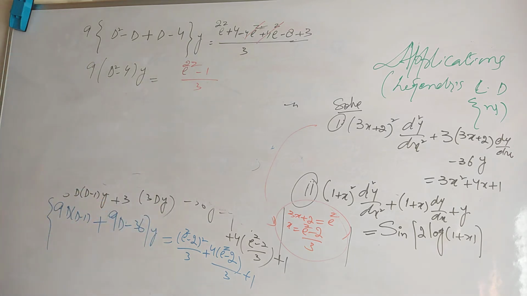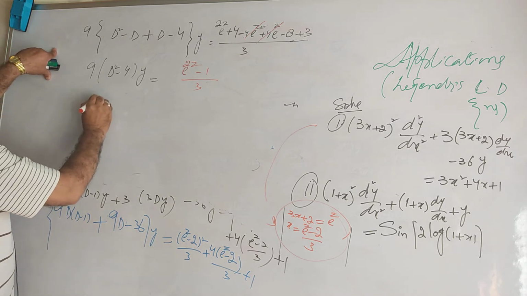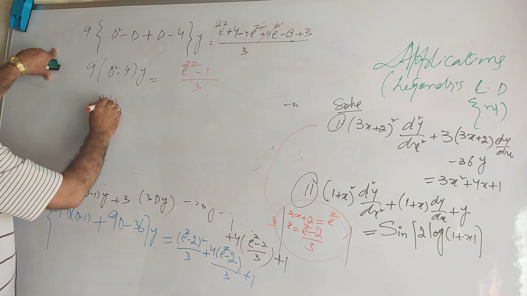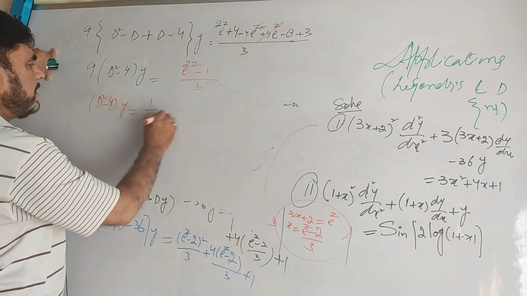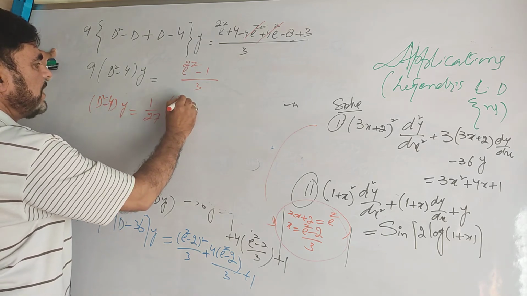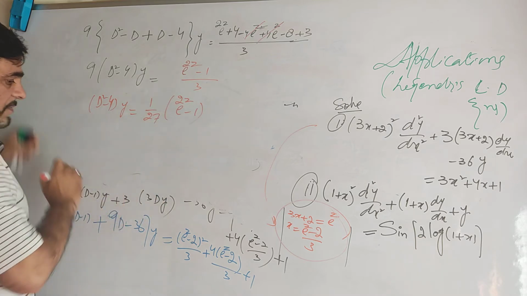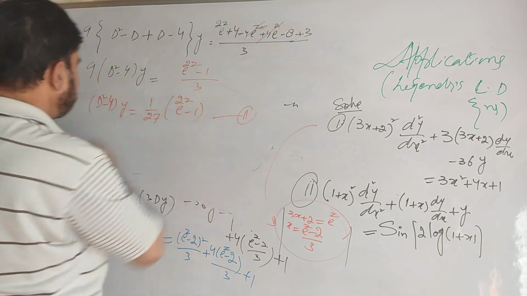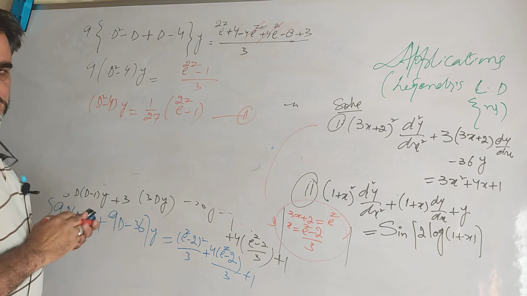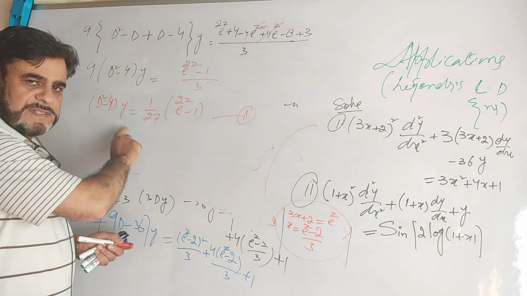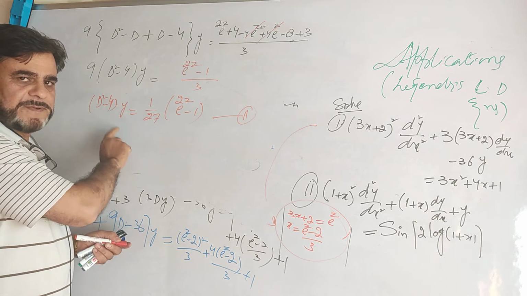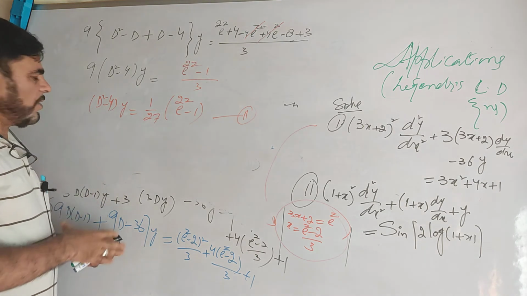Do you follow? You get D square minus 4 into y is now 1 by 27 into e raised power 2z minus 1. We have to solve this differential equation now. The given differential equation is reduced to this one. It is free from variable coefficients. It is with constant coefficients.